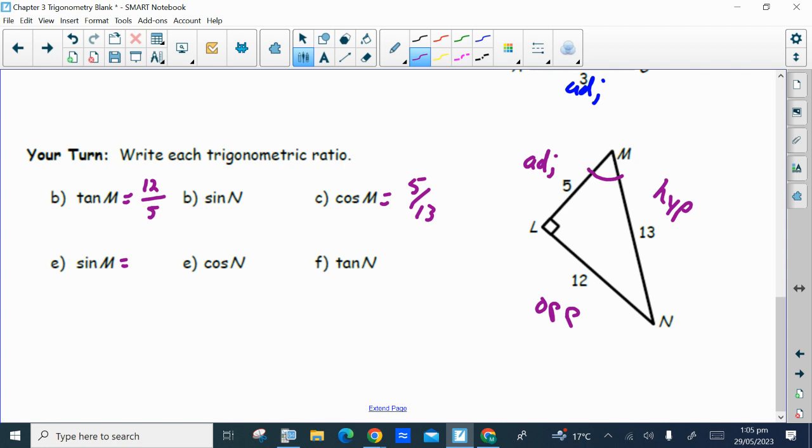Definition of sine is opposite over hypotenuse. That's 12 over 13. So again, the sine and cosine are decimals between 0 and 1. The tangent can be greater than 1, and in this case it is. So those are your three ratios from angle M. Now, what if we went to angle N instead?